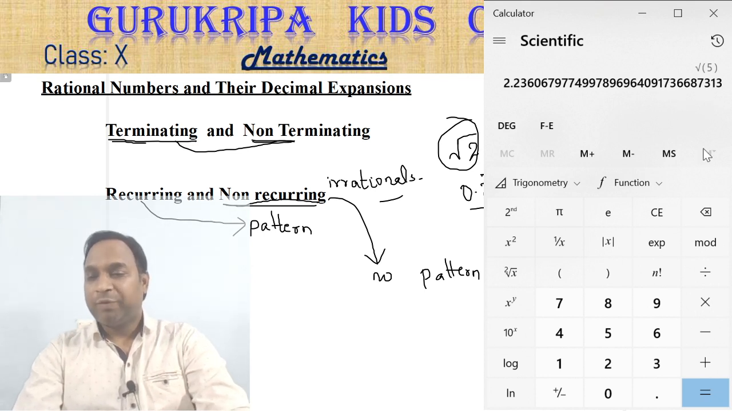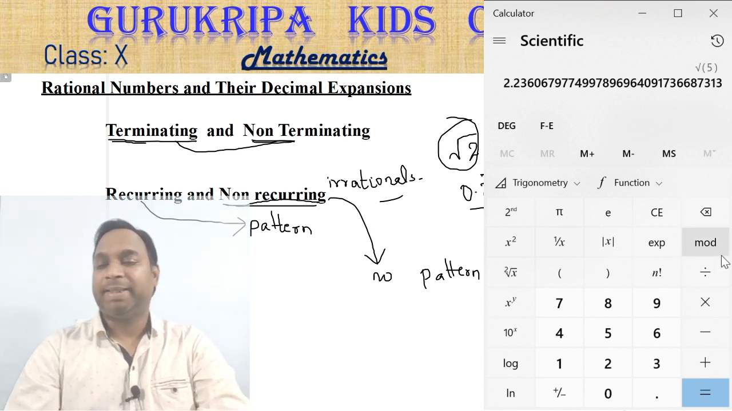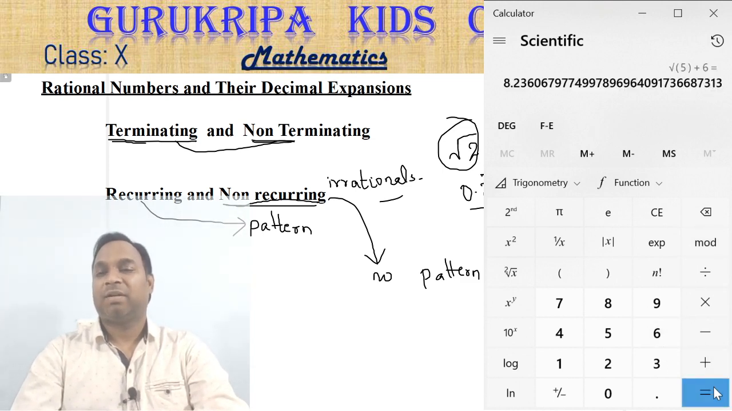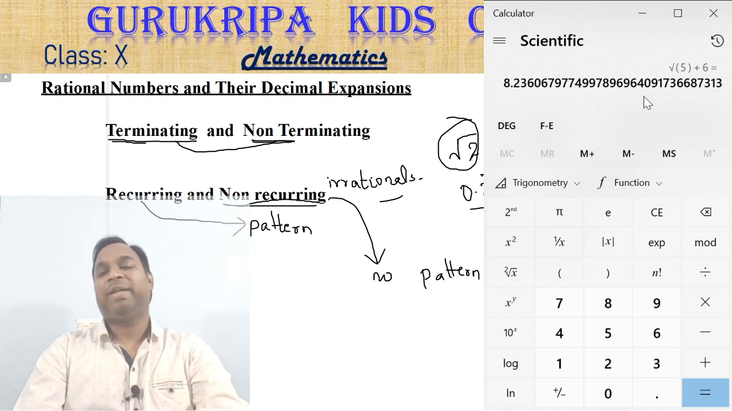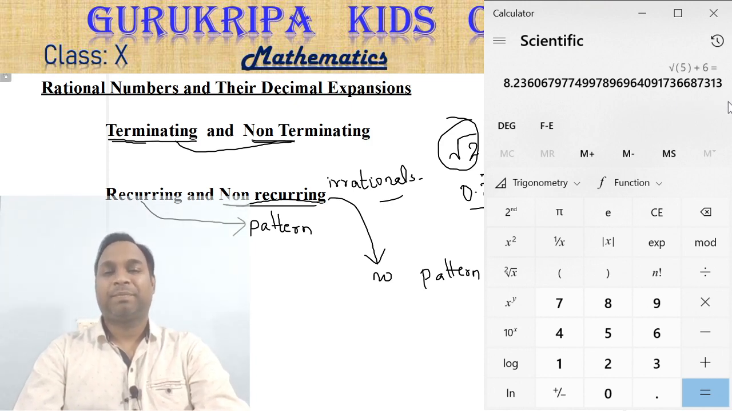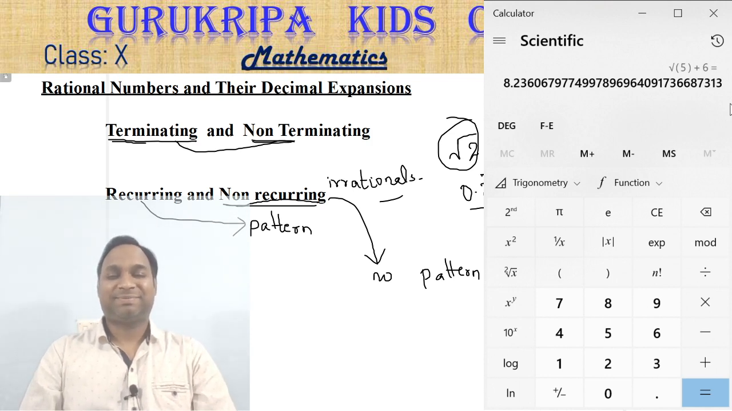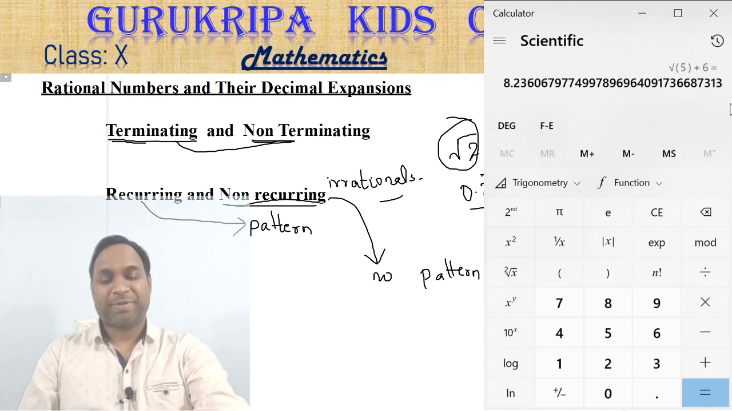Isn't it? Now if you add a rational number to an irrational number, we have square root 5 plus 6, let's say. What do you get? 8 point, and again you have a big number, non-ending. Okay? Sum or difference of an irrational number and a rational number will be irrational, as expected.